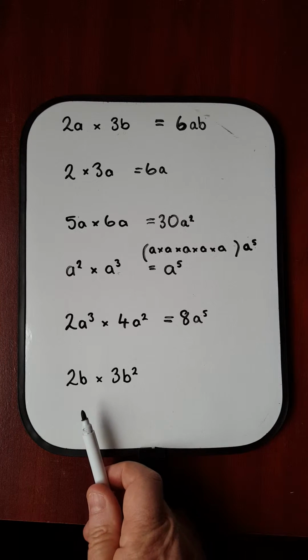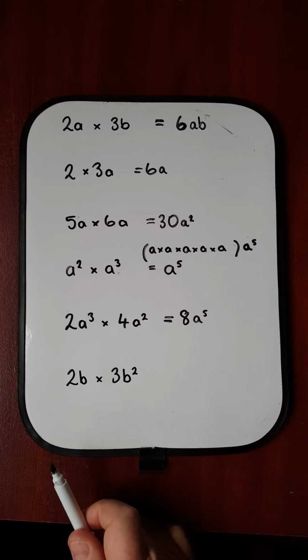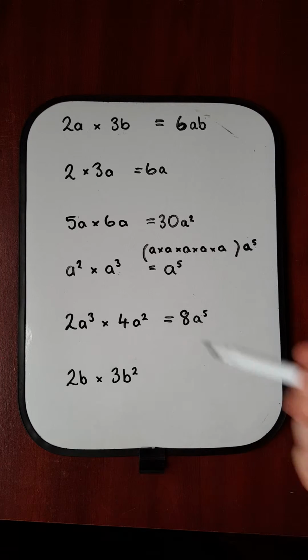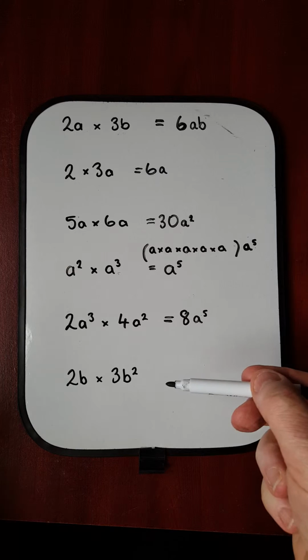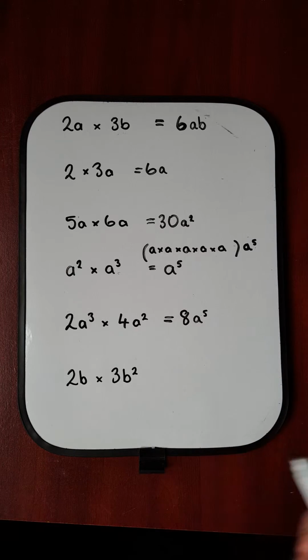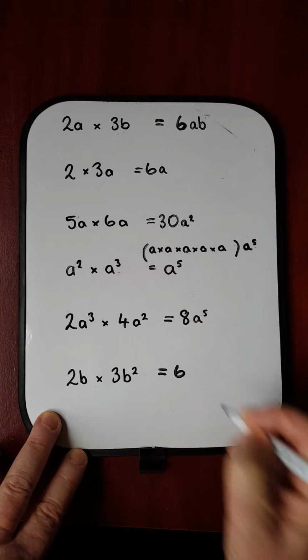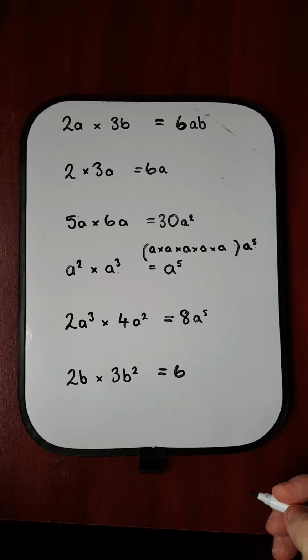On to the final one, 2b times 3b squared. Now be careful with this. This is the kind of thing that is actually a little bit easier than the one above, but I put it later because more people get it wrong. Start off with your numbers. 2 times 3 makes 6. Now look what you've got next.